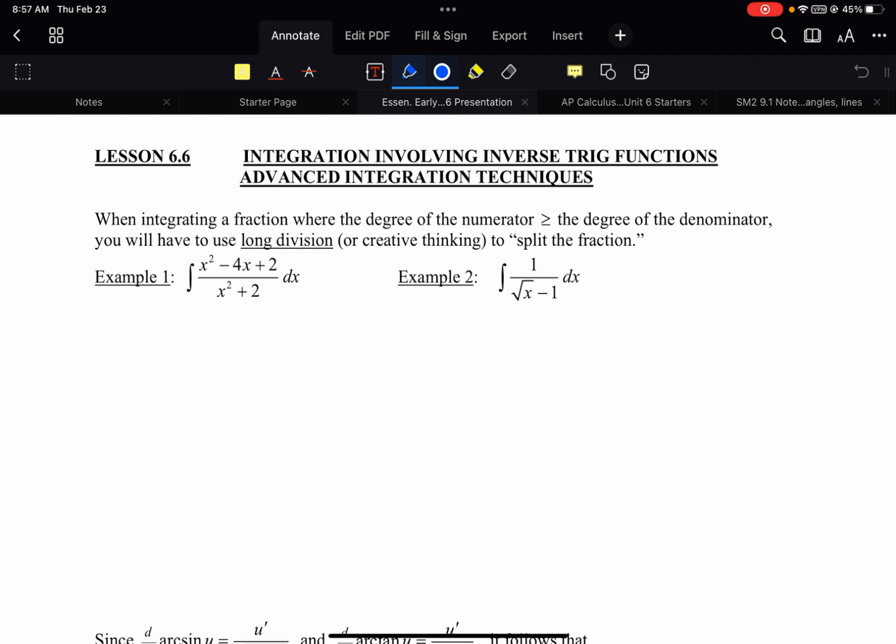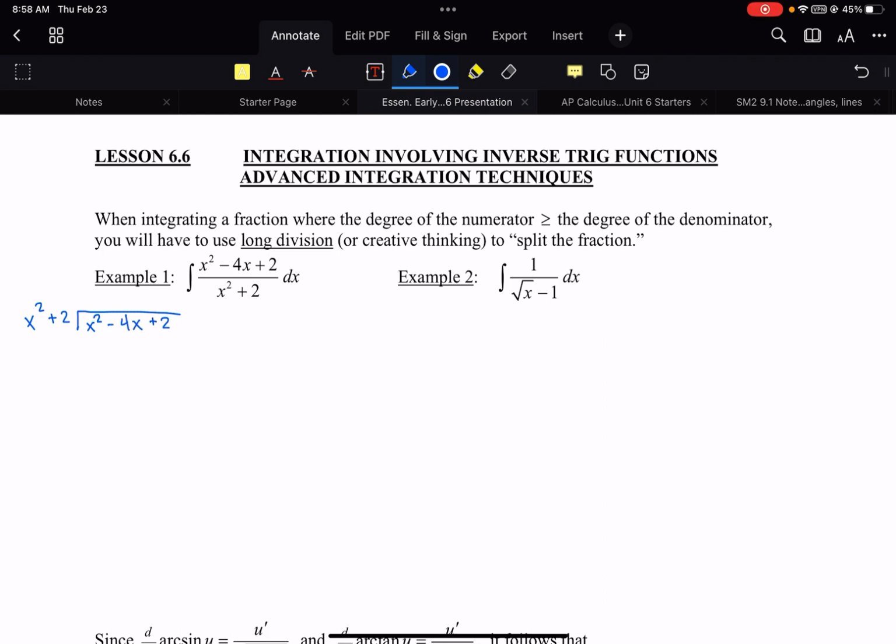So you're going to do long division anytime the degree of the numerator is greater than or equal to the degree of the denominator. So like in example 1, you have x squared on the top and the bottom. So we're going to do long division. And I'll show you, once we've done the long division, you'll see why the long division is helpful in this case. I'm not giving myself any room.